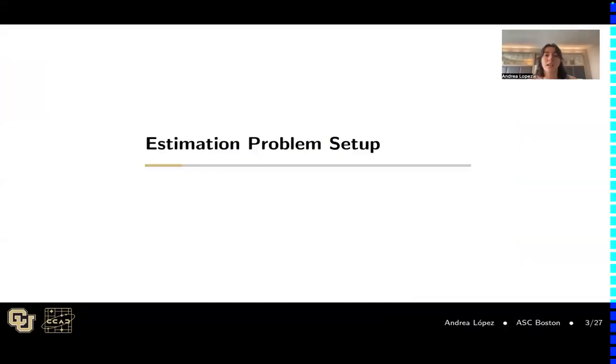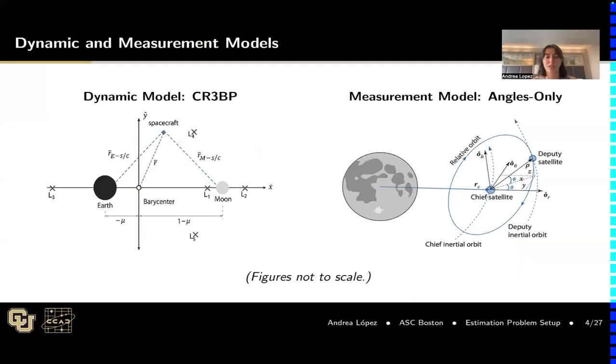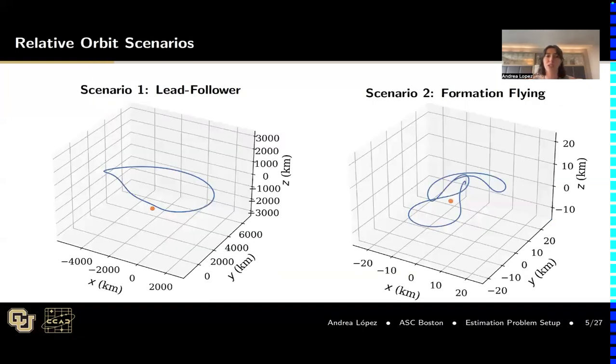estimation. So for our estimation problem, we have the CR3BP for the dynamics and angles only for the measurements. We do not have a mismatch between the generation of the synthetic data and the filter, so we are using these models for both. And we have two different relative orbit scenarios. We're going to focus around the 9:2 NRHO that is proposed for the Gateway. In scenario number one, we have a lead-follower configuration where the target is 1 hour ahead of our observer spacecraft.